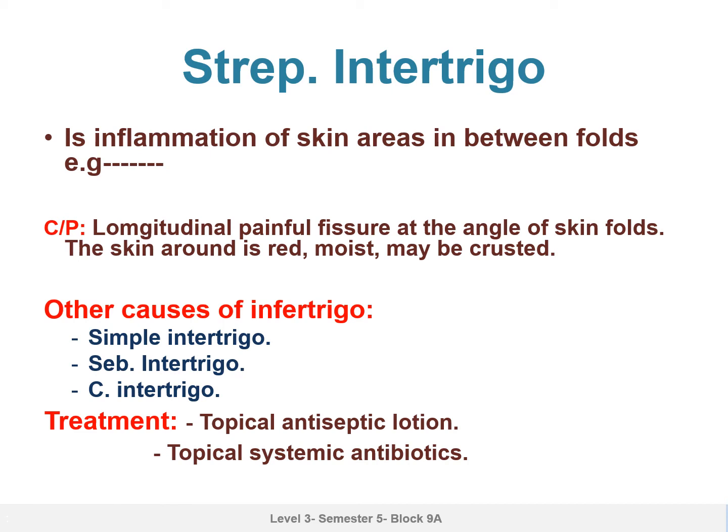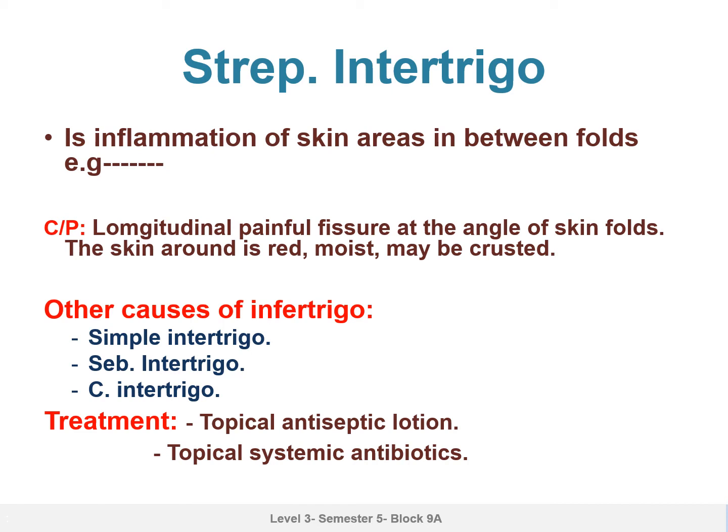What's the meaning of intertrigo? It is inflammation of skin area in between folds, especially under the breast, groin, axilla, and the other intertriginous areas. Clinically presented by longitudinal painful fissures at the angle of skin folds. The skin becomes red, moist, and may be crusted.